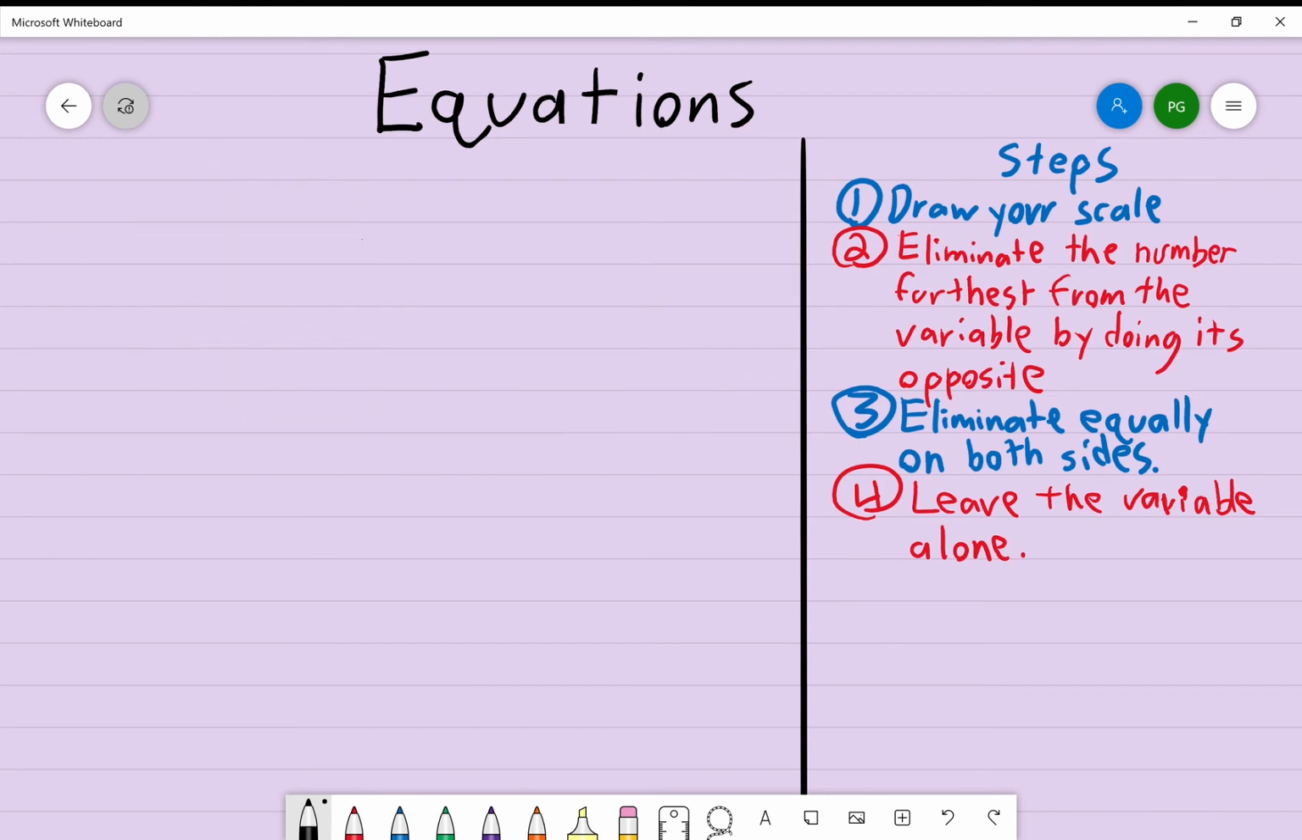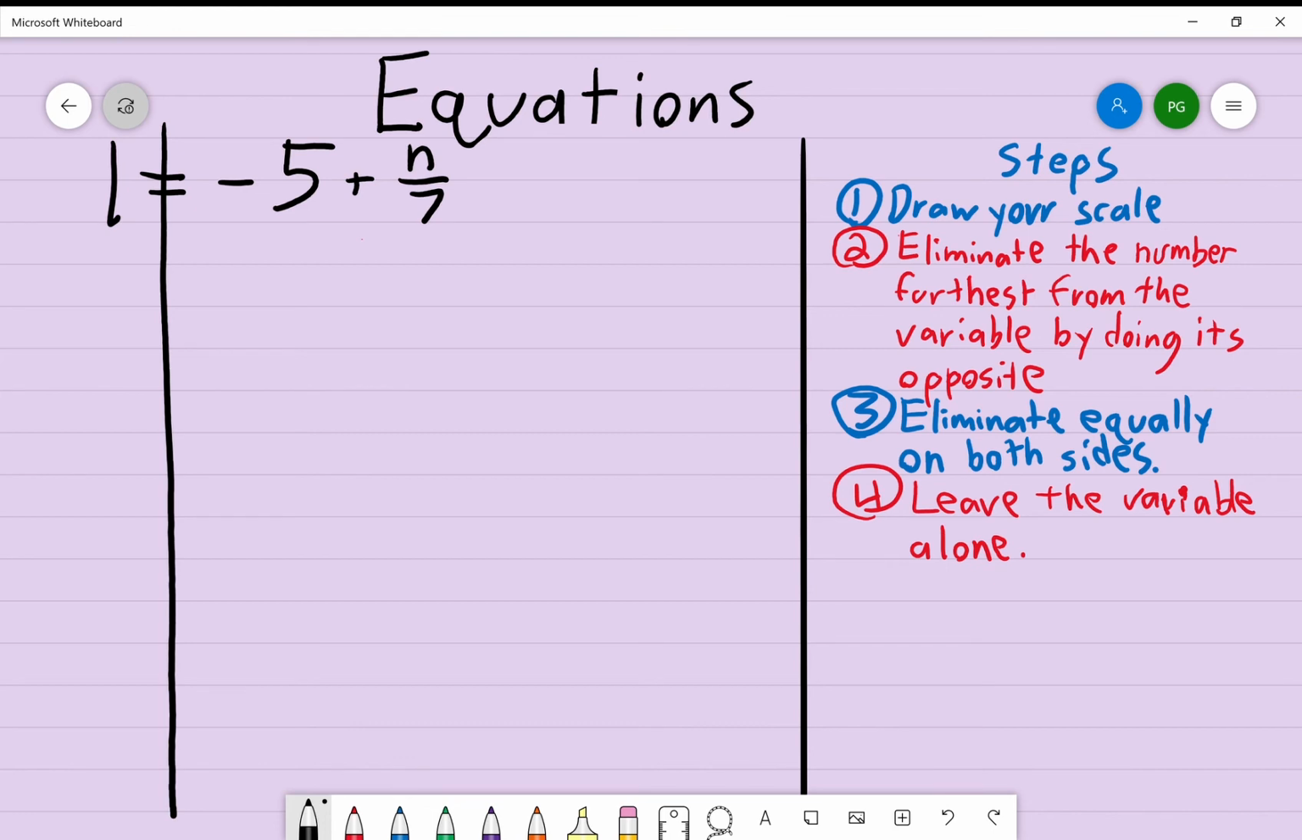Okay, so let's say that I give you 1 equals negative 5 plus n divided by 7. No need to panic. Step 1, draw your scale, your balance around the equal sign. Perfect. Step 2, eliminate the number furthest from the variable. Well, we decided that the n is going to be the variable. Which number is furthest away from n? Is it 7 or 5? It's 5. 5 is furthest away.